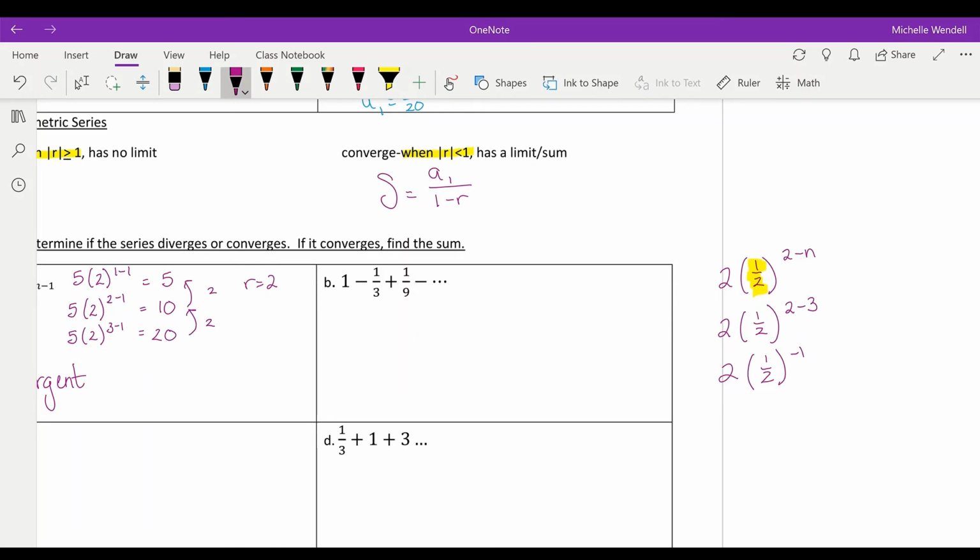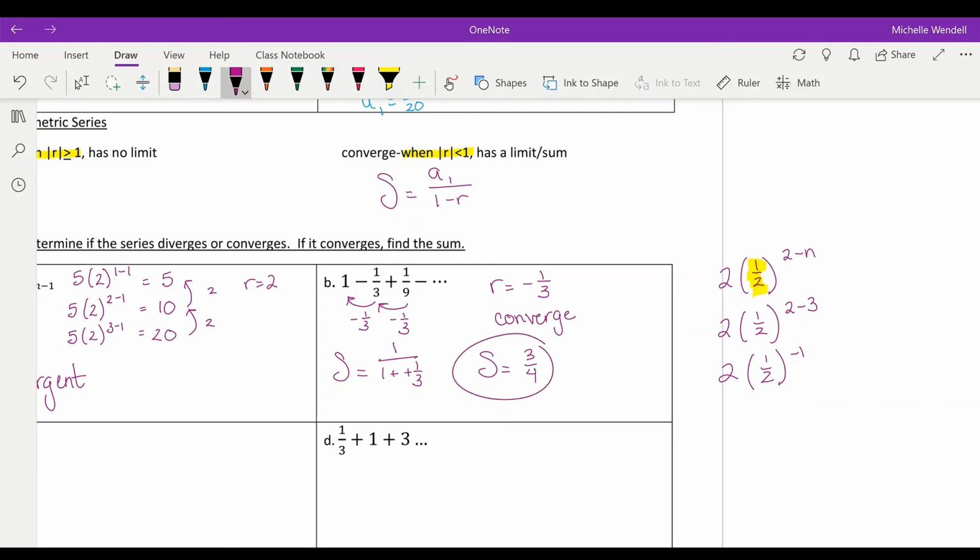Alright, b. Let's find the ratio. I'll start with 1/3 divided by 1. This is negative 1/3. Take the 1/9 divided by negative 1/3. It's negative 1/3, which means ratio is negative 1/3. Remember, I need to take the absolute value of that, which would just be 1/3, which is less than 1. So this does converge, which means I can find the sum. So s equals my first term, which is 1, over 1 minus negative 1/3. Minus a negative turns into a plus. So you get a sum of 3/4.